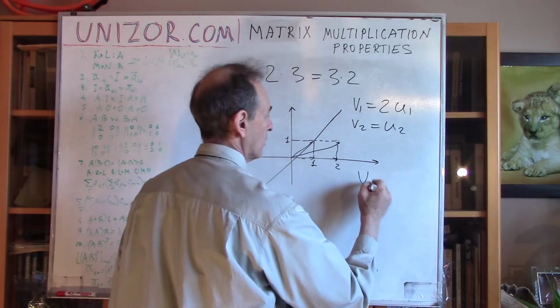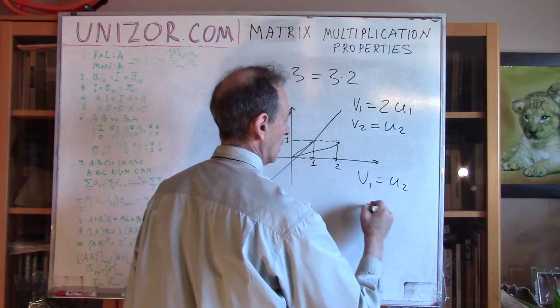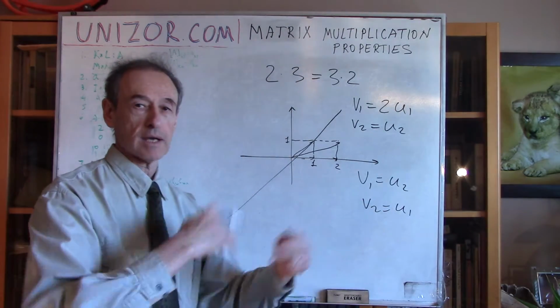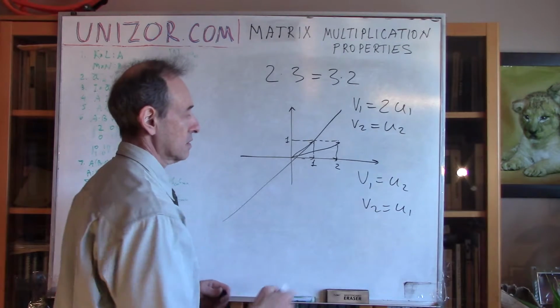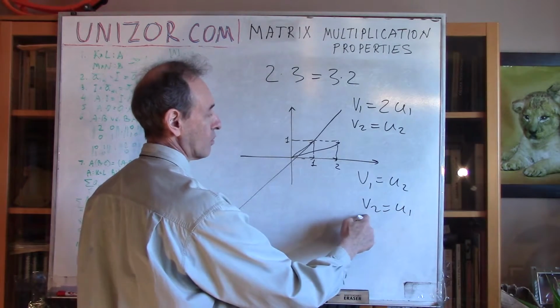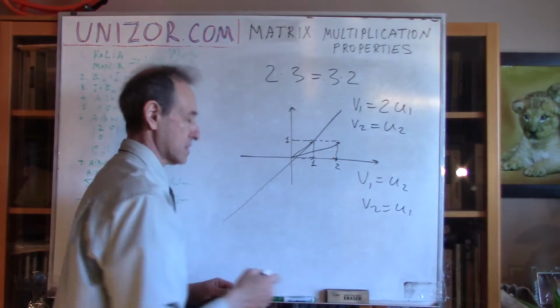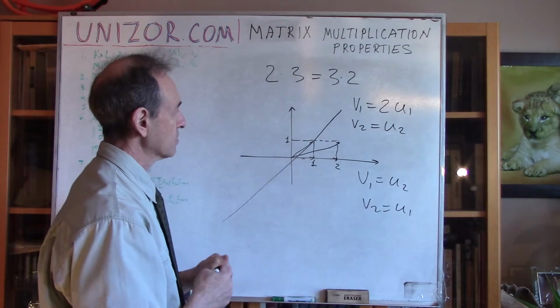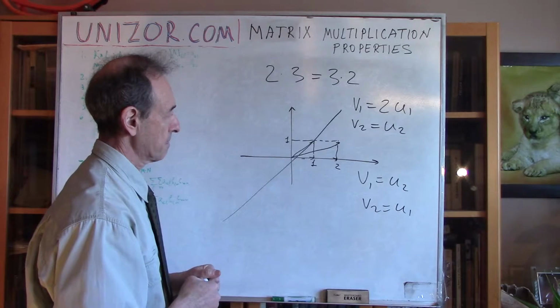So it would be v1 is equal to u2 and v2 is equal to u1. We are exchanging x and y coordinates. This used to be abscissa, now it's ordinate. This used to be ordinate, now it's abscissa. That's what symmetry relative to the bisector of the main diagonal is.